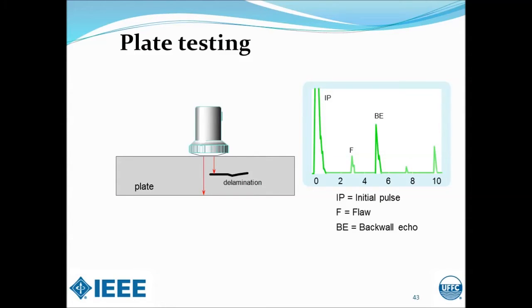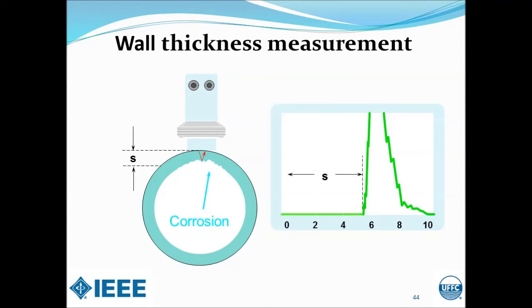In plate testing, an initial pulse is fired into the plate at one intensity level, and the backwall echo is returned at a different intensity. If a flaw is detected, it will come back with a different intensity from the other two, and its location can be determined this way, by comparing the differences. Wall thickness, due to corrosion, can be determined similarly by scanning around a circular surface and seeing how long it takes for the reflected beam to return.